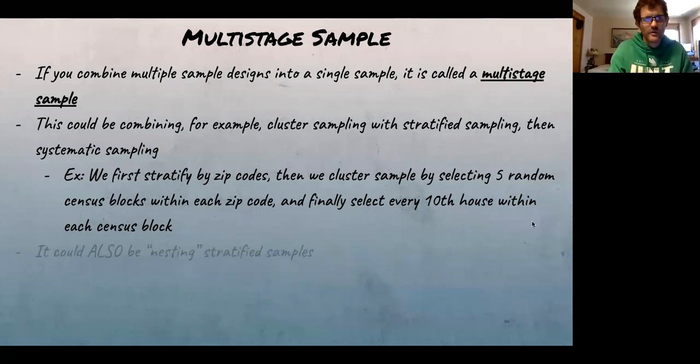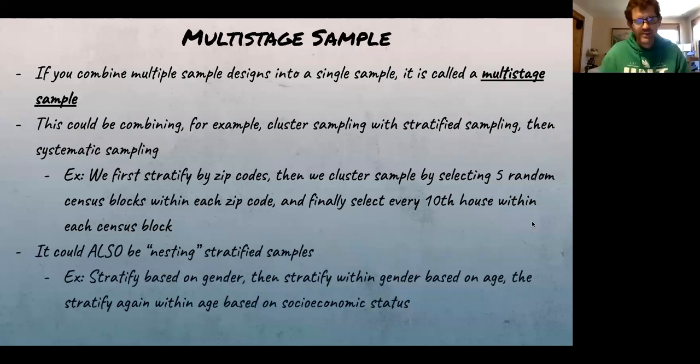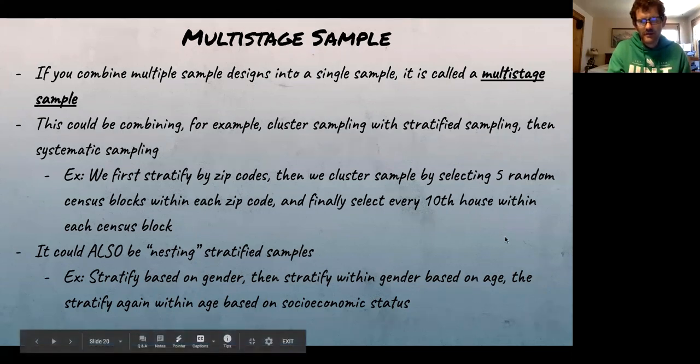All right, so another idea just to throw out there is if you did multiple nested stratified samples. So let's say you stratify based on gender, then within gender, you stratified based on age, and then within that stratification, you stratified based on socioeconomic status. You can find stuff like this where there's tables and results. So this is not an uncommon thing, but it's pretty complex.